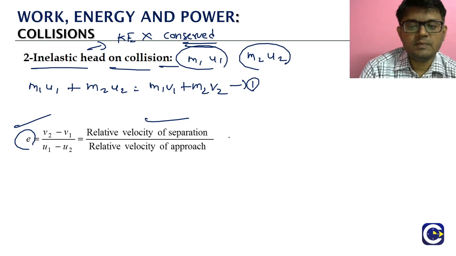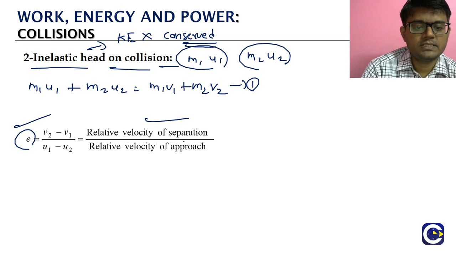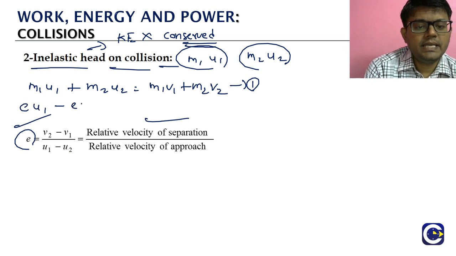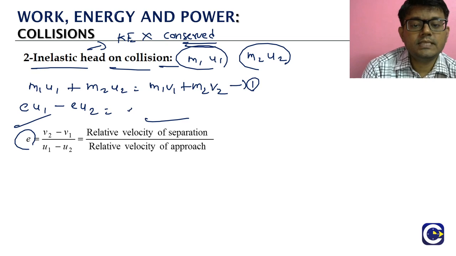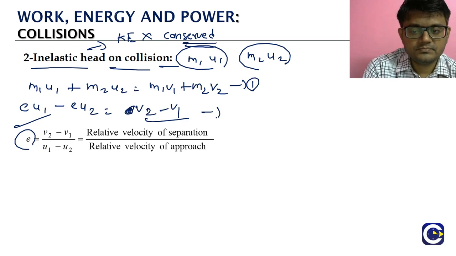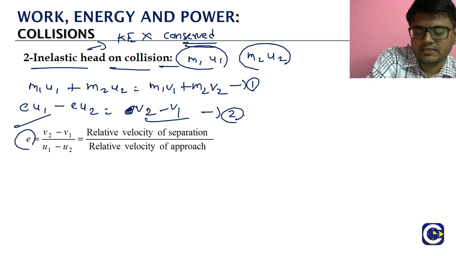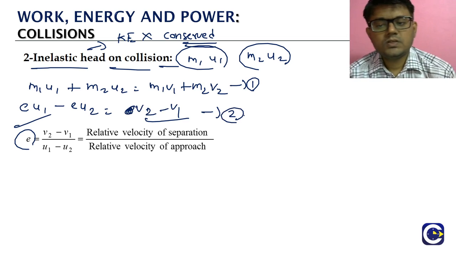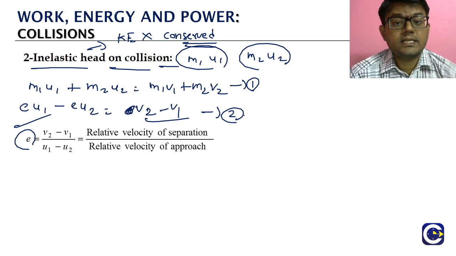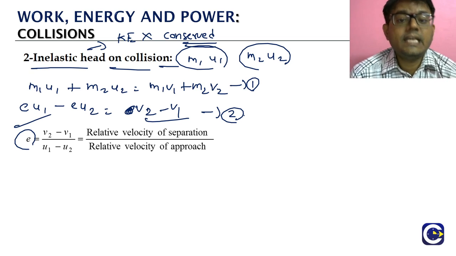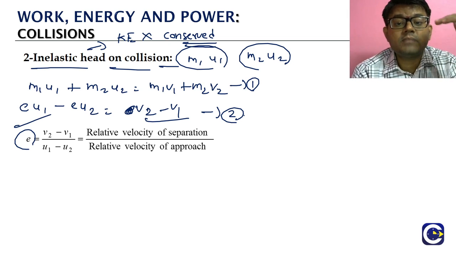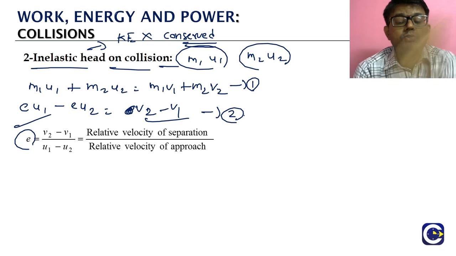So நீங்க cross multiply பண்ணா என்ன வரும் பாருங்க? What is it that you are going to get? E into u1 minus E into u2 is equal to v2 minus v1. This is the second equation. So first equation engalanda varudhu? Conservation of momentum as it is, because conservation of momentum will be there for any type of collision. Second equation enna? It is the equation coming from the coefficient of restitution oda value.